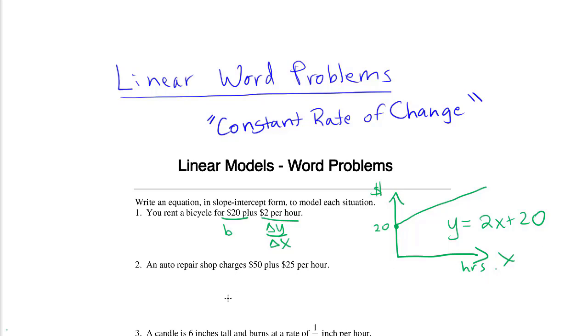How about the next one? An auto repair shop charges $50, that's my fixed fee, plus $25 per hour. That's my delta y over delta x per unit change in hour. Same idea here as before. The equation in y equals mx plus b format is going to be y equals the slope, $25 per hour, times x, plus my constant, or y-intercept, 50. So it's $50 initially plus $25 per hour.